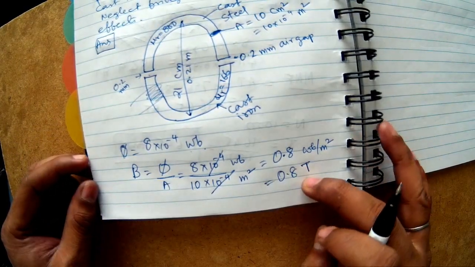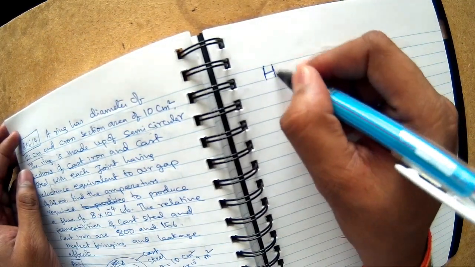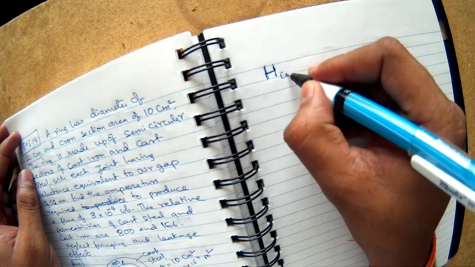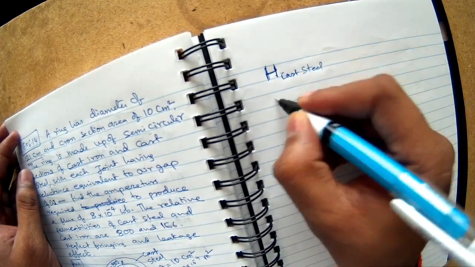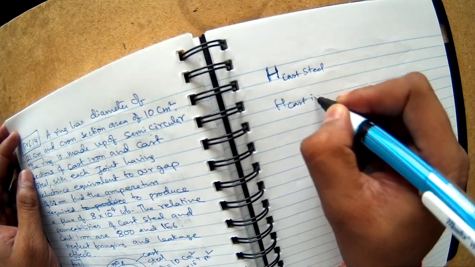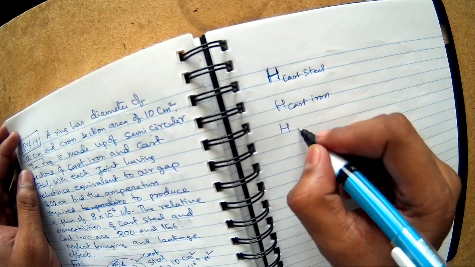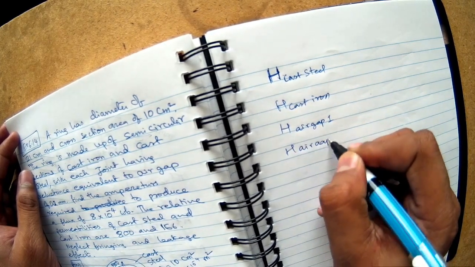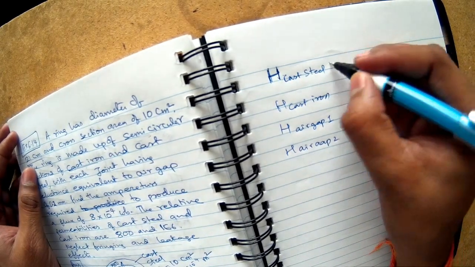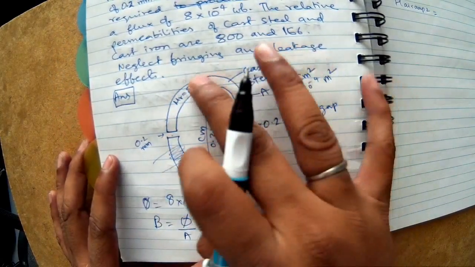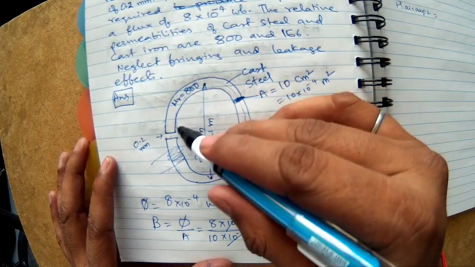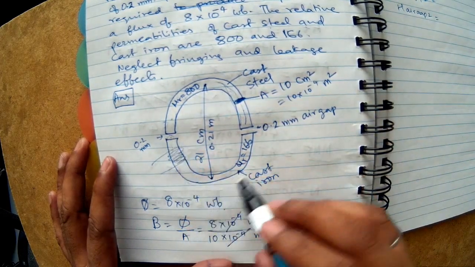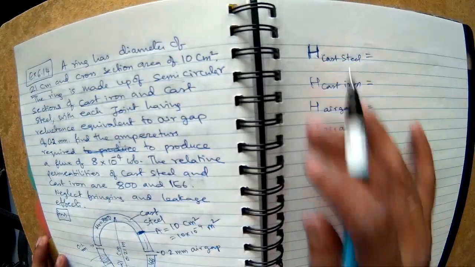Now once I know the flux density, I can calculate the H. Okay? So H is the magnetic field intensity. H in cast steel, H in cast iron, and H in air gap 1 and H in air gap 2. Because the flux density is the same for all, but there are 4 parts. So this is one part, cast steel, then there's an air gap, then cast iron, then there's an air gap. So I am trying to calculate H for that.